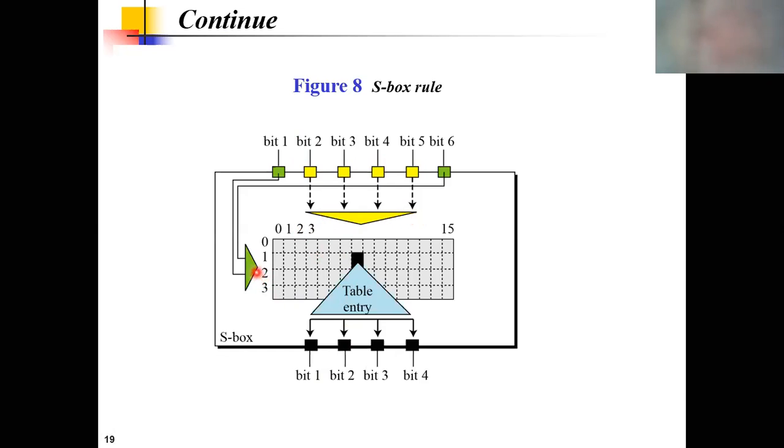Here you can see the first and sixth bits tell you the row, and the middle bits tell you the column. So from this row and this column we get this element of the substitution box, which replaces 6 bits with 4 bits. So we get 4 bits as output after passing 6 bits through the substitution box.